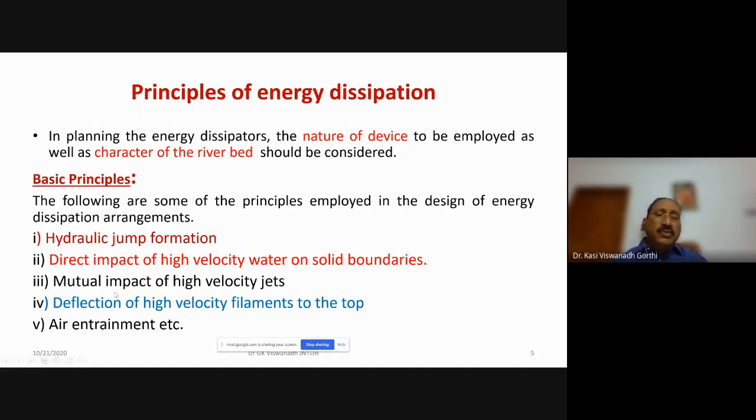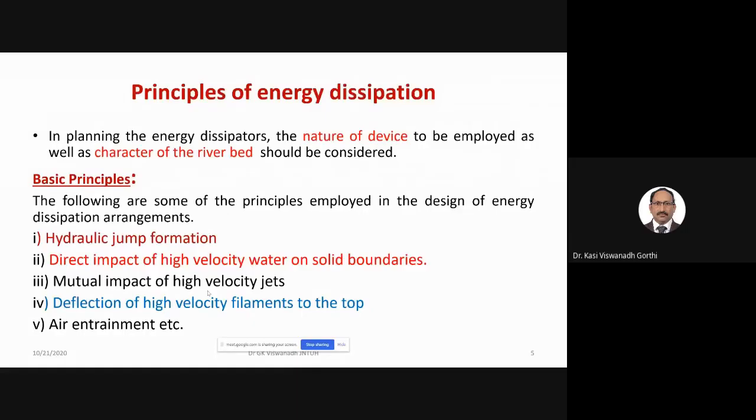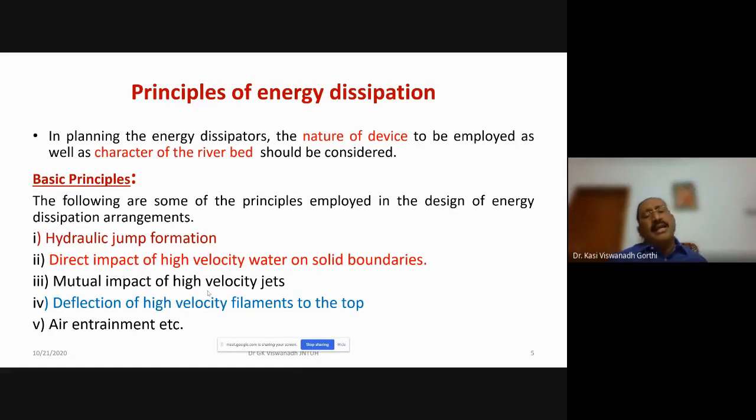Third one, mutual impact of high velocity jets. There will be a jet of water which comes out and then rises. You must have seen in some of the videos recently, in many of the dams, the number of gates are open and allowing the water to flow to the downstream portion. In such a case, what will happen? There will be a high velocity jet which comes out, and this jet will be struck by another velocity jet in the opposite direction, resulting in reduction or dissipation of the energy.